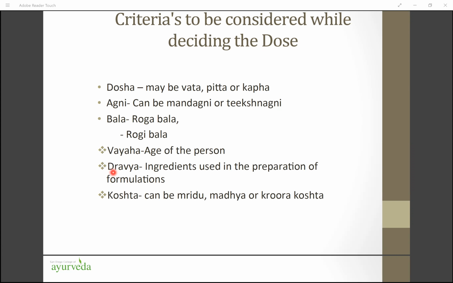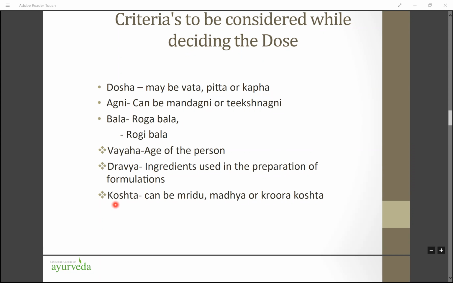So the next thing is, after age, you need to see the dravya. Based on what ingredient is used in the preparation, you accordingly give your dosage. Like I was telling you, if you're giving a person a metallic preparation, the dosage would be very, very minimal, and you can't give it continuously for a very long time. You need to stop the medicines after a bit. If it's just an herbal preparation, then you can give it for a slightly longer time, and so on. And finally, you need to see the koshta of your client.